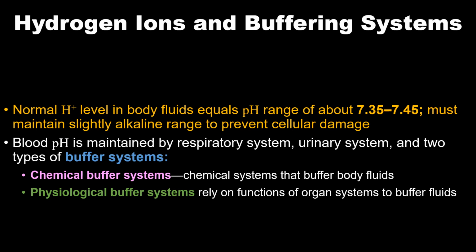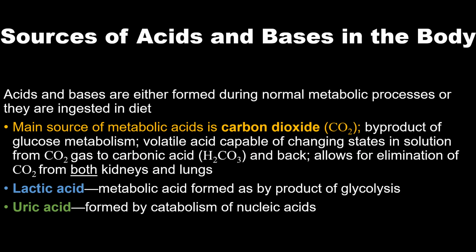And there are two types of buffers, the chemical buffers and the physiological buffers. Basically, chemical buffers are chemical systems that work to buffer the fluids in the body, and physiological systems use organ systems that work to buffer these fluids. So we're going to look at these in this section here. Now, acids and bases in the body really come from two sources.